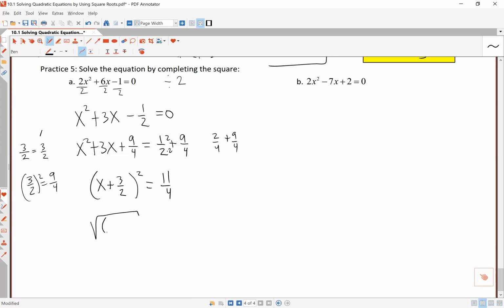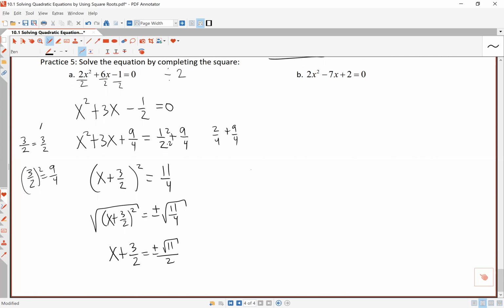Taking the square root of both sides, making sure to use a plus or minus, we get x plus 3/2 equals plus or minus square root of 11 over 2, because the square root of 4 is 2. So then we subtract 3/2 from both sides. And we either leave the answer like that, or we write it as 1 division bar, negative 3 plus or minus square root of 11 over 2.